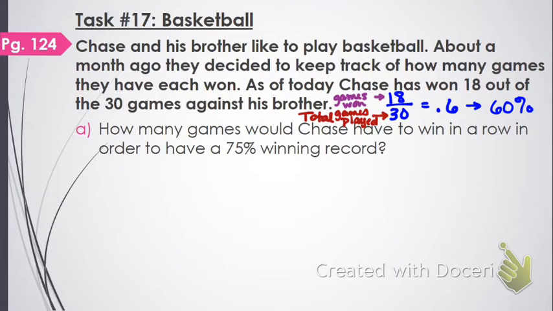I want to make sure that we're understanding this fraction, because as we dig into part A, Chase really wants to not just have 60% of the games won. He wants to up his game, doesn't he? What does he want to take his record up to? 75%.